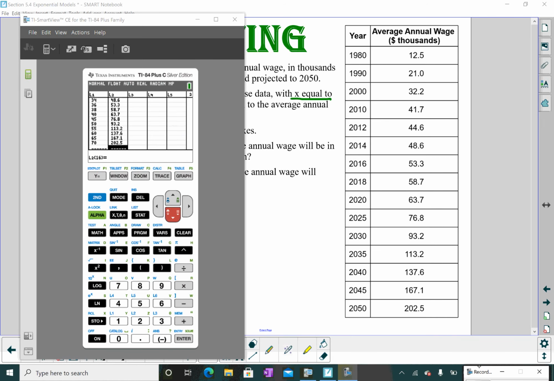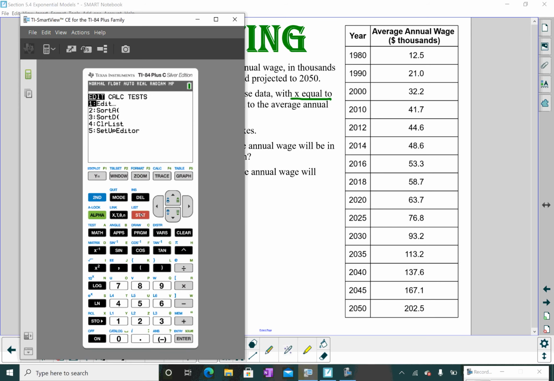Okay, I have all my data in there. Let's go ahead and calculate the equation. We're going to hit Stat, Calculate. You can scroll down or just hit 0 for exponential regression. Let's store our equation for later. We're going to hit vars, y vars, function, y1, and calculate. All right, so we'll drag that over.